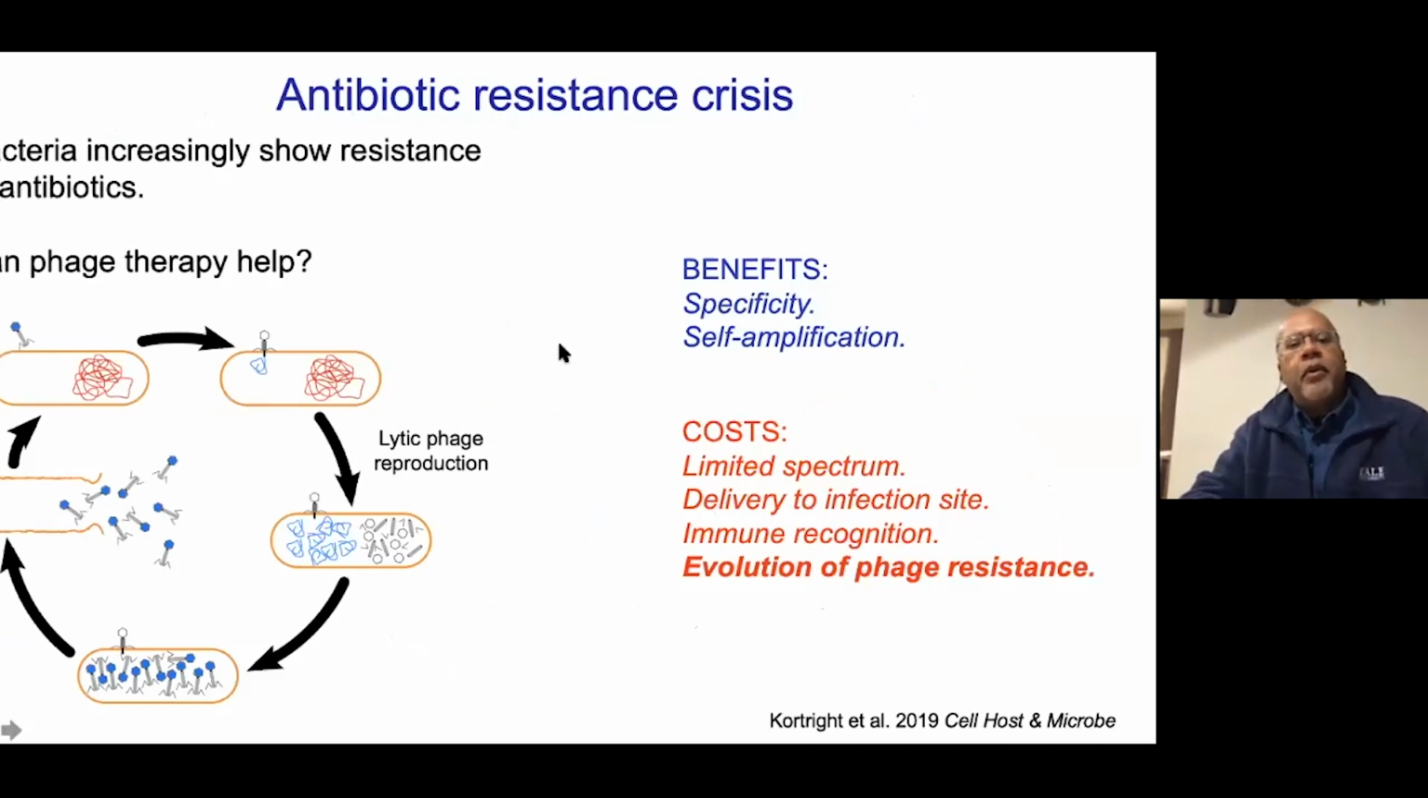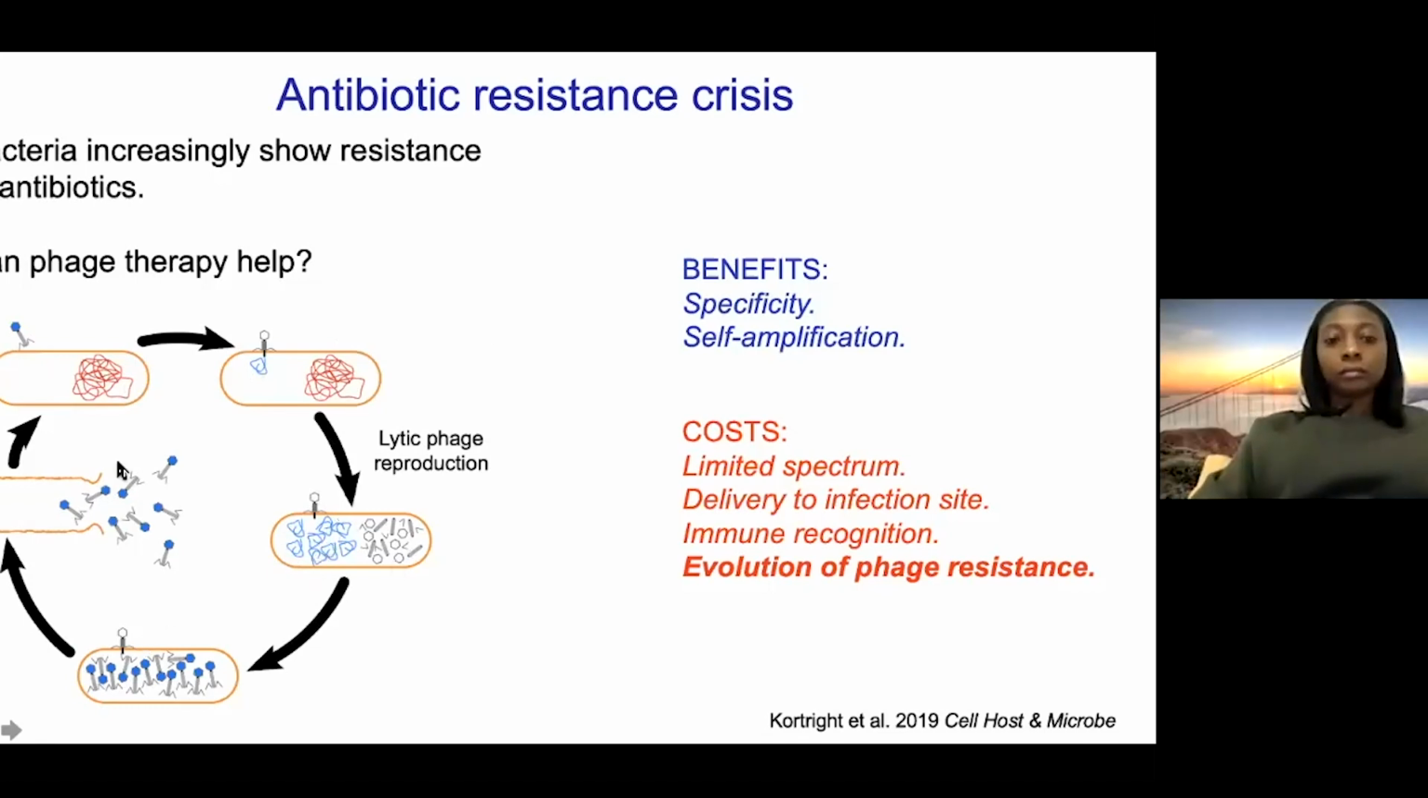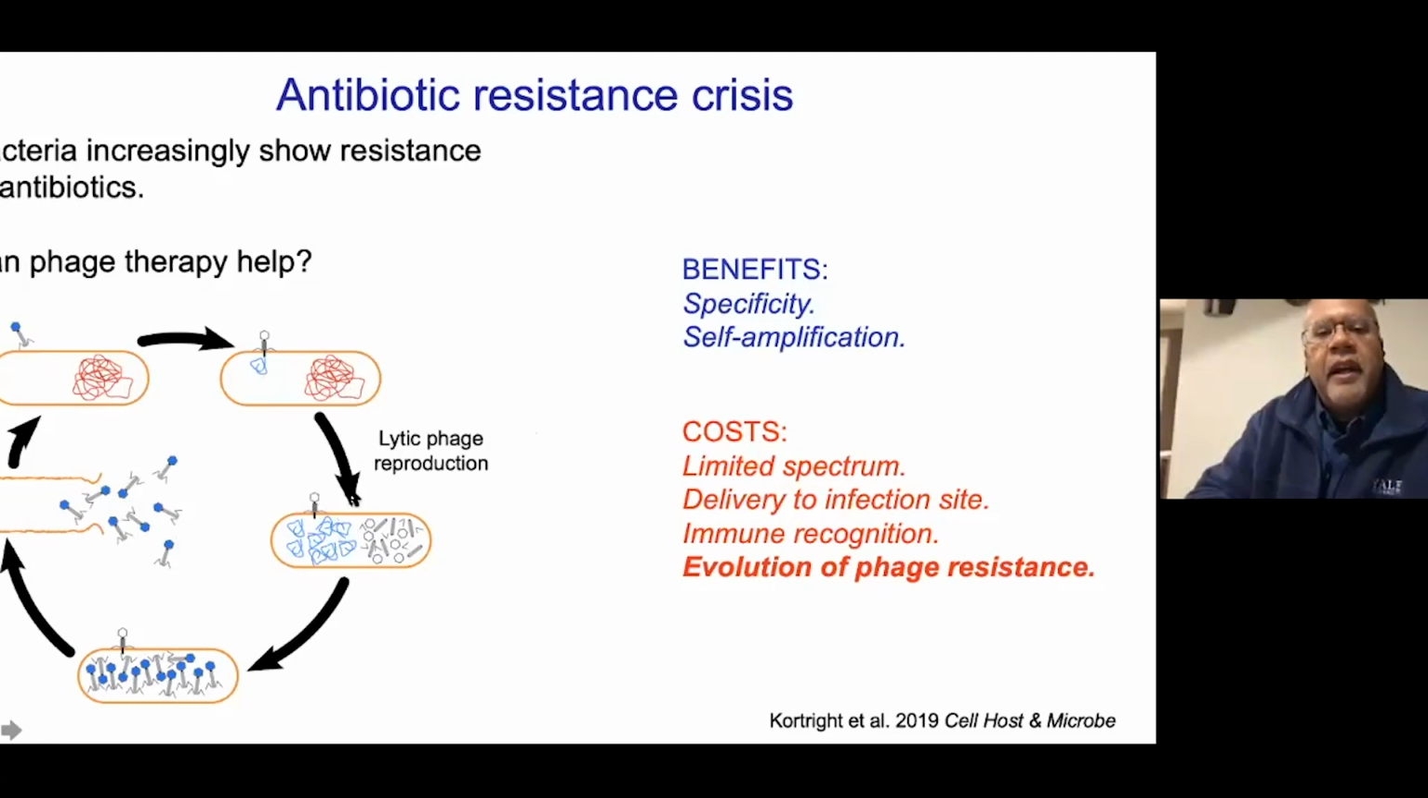Phage therapy is an old idea, and it works by finding a phage that is specific to a bacterium, and it is able to kill that bacterial cell while making copies of itself. So not only is it specific to its target, but it makes copies of itself as a drug. It's got self-amplification. That's very attractive as a benefit. It's got costs, though. If it's too limited in its specificity, then it's not very useful as a broad spectrum drug. It might be difficult to deliver it to the infection site where the bacteria are causing the problem.